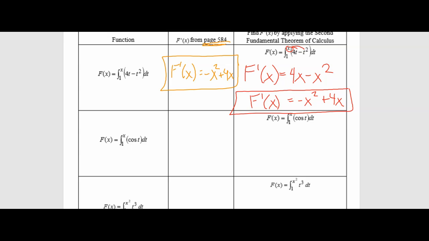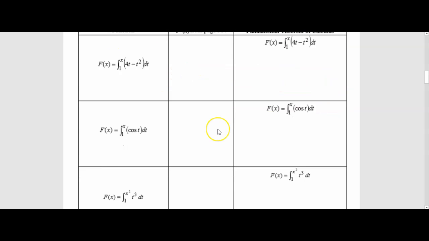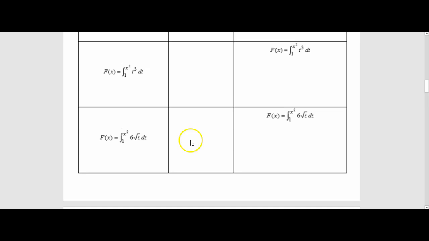Let's look at one where the upper limit of integration is not just x, but in this case, x squared. So let's see how we would evaluate that. So again, our answer from the previous page, we got f prime of x was equal to 2x to the 7th power. But again, a decent amount of work involved in finding that.